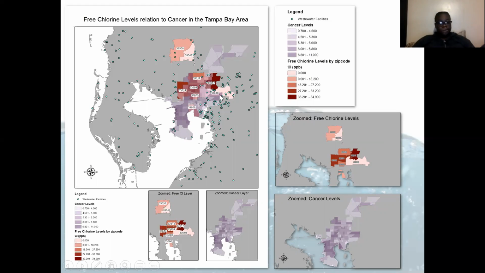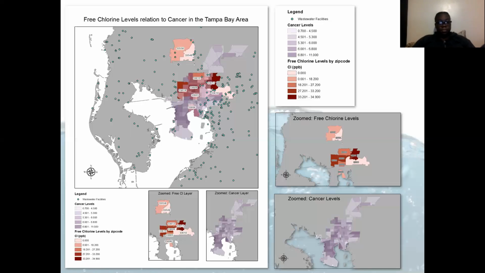But if you can see, the dark red also has some really dark purples. Correlation does not equal causation. I know we all know that, but it is a pretty scary correlation, especially thinking that these high free chlorine levels mean high trihalomethane levels, which means that I could potentially get cancer.